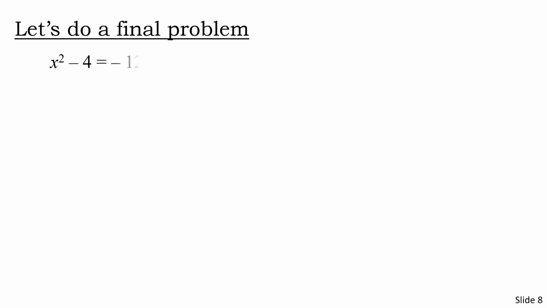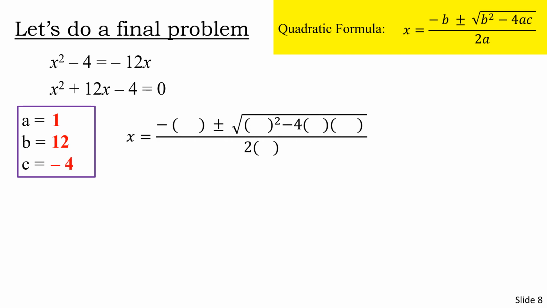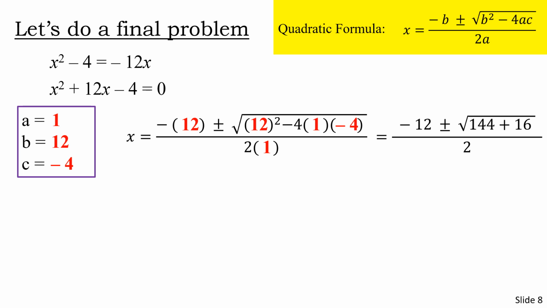Let's do a final problem. So I move the 12x over. I find a, b, and c. I write it out with spaces. I plug in the numbers. a is 1, b is 12, c is negative 4. So I get negative 12 plus or minus the square root of 144 plus 16 all over 2.